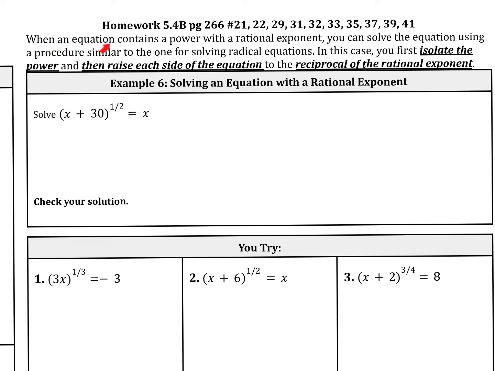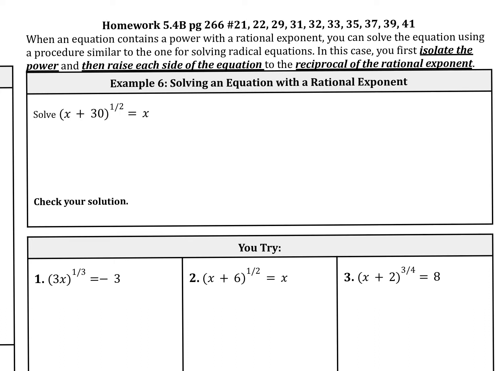When an equation contains a power with a rational exponent, you can solve the equation using a procedure similar to the one for solving radical equations. In this case, you first isolate the power and then raise each side of the equation to the reciprocal of the rational exponent. So for example 6, solving an equation with a rational exponent, you can see that here is the rational exponent 1 over 2.